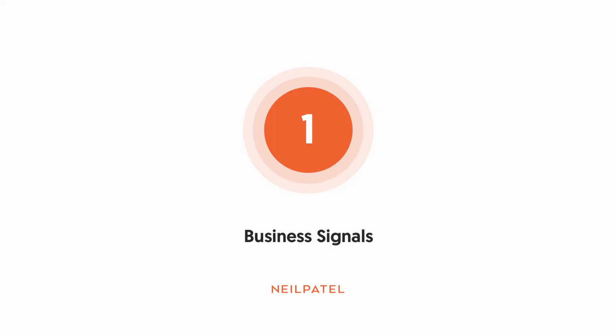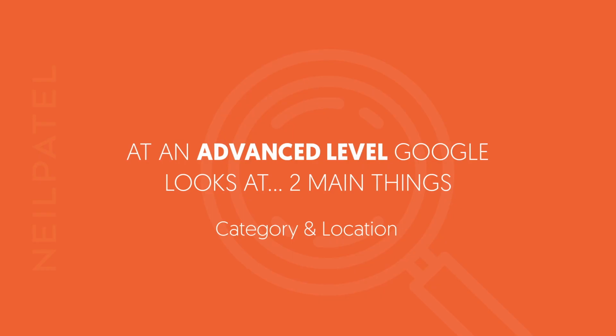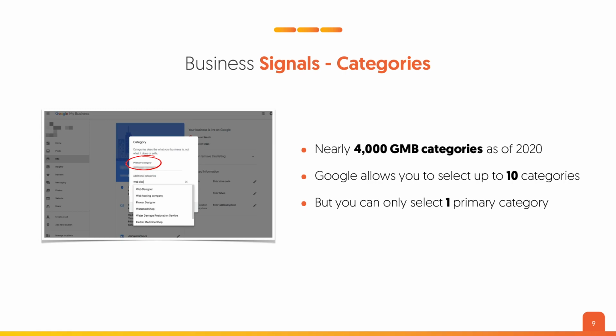So let's now go over the business signals. At an advanced level, Google looks at two main things: category and location. So when you look at categories, there's roughly 4,000 Google My Business categories as of 2020, and that number is just increasing. Google allows you to select up to 10 categories, but you can only select one primary category.